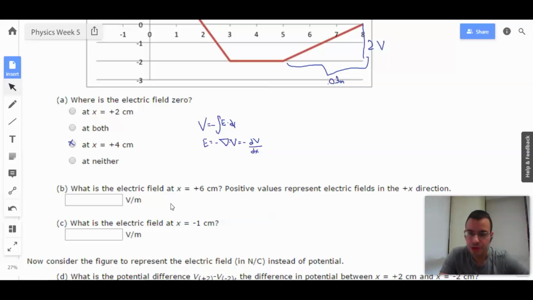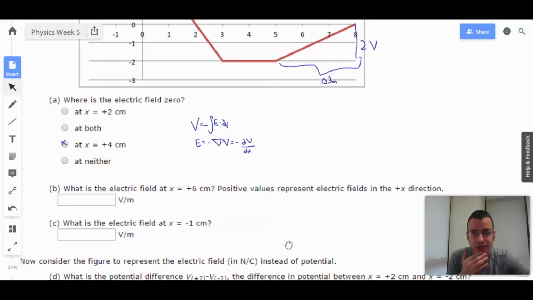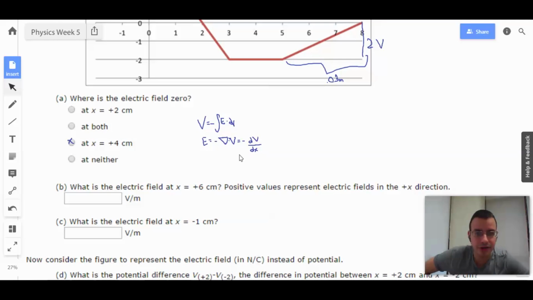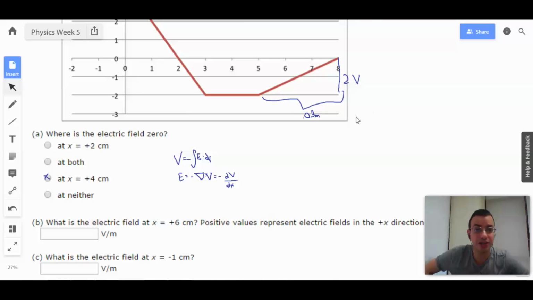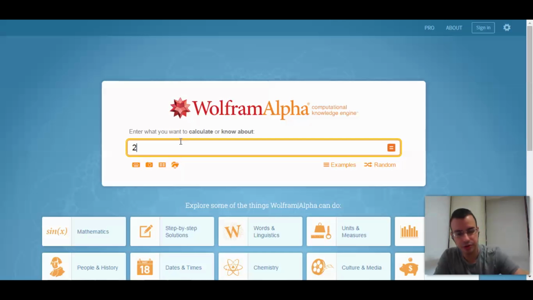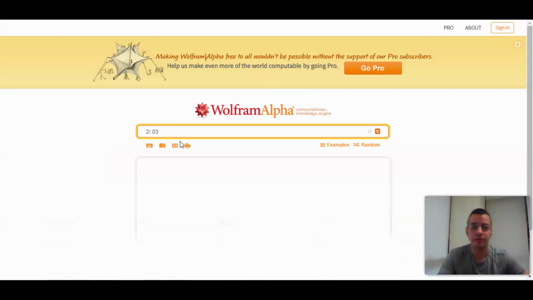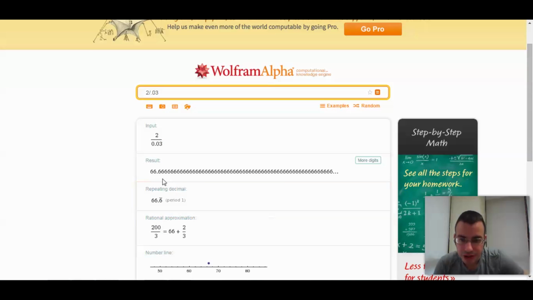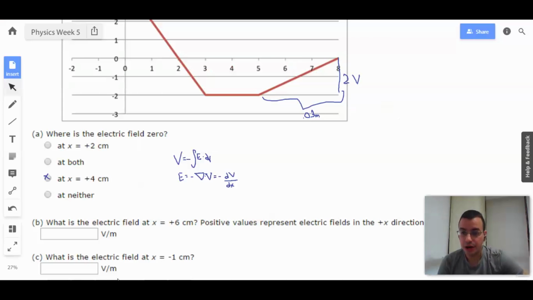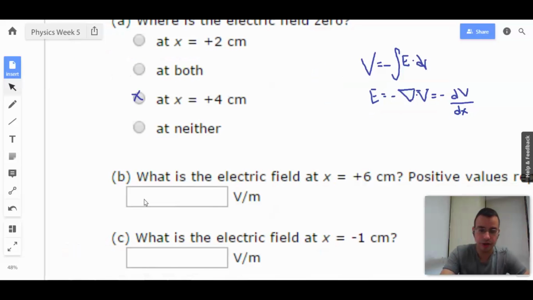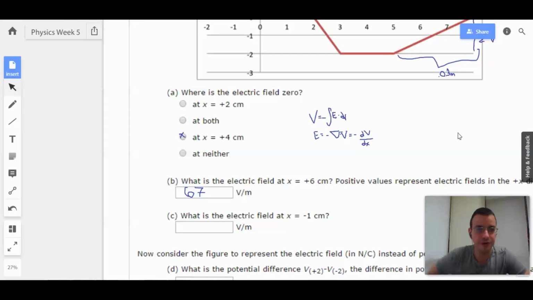So volts per meter. What is the electric field? Okay, we got this. Now we just have to do rise over run. So I'll do 2 divided by 0.03. That's 66, I'm going to call 67. Don't actually put in 67; put in a bunch of 6s just to make the computer feel good.